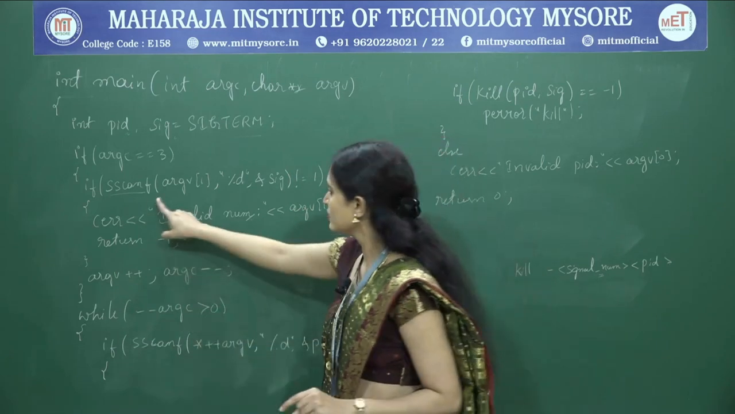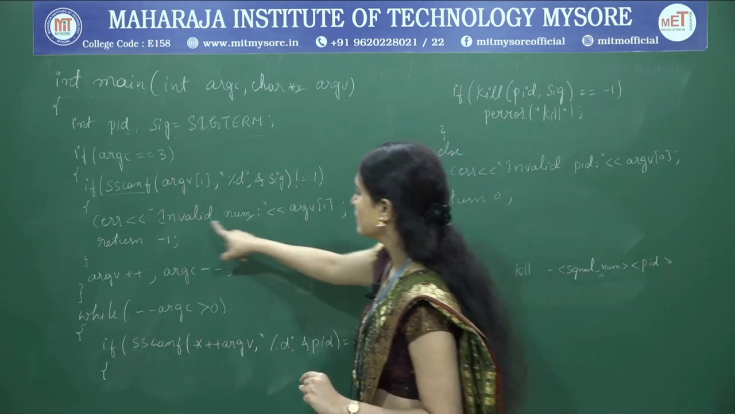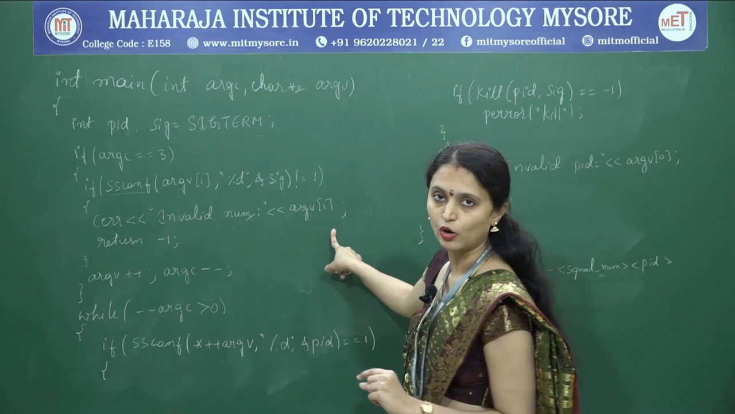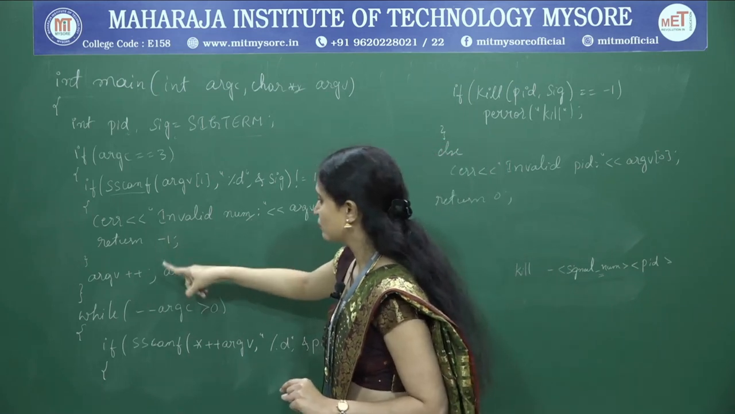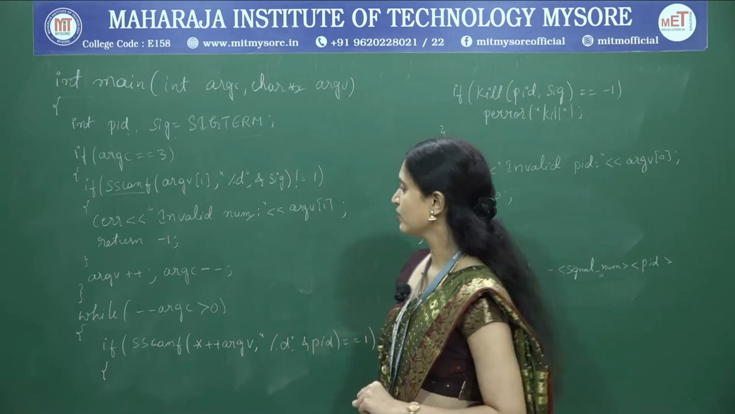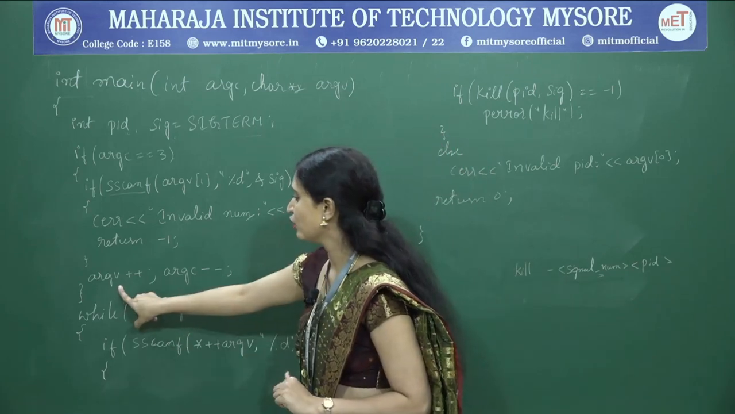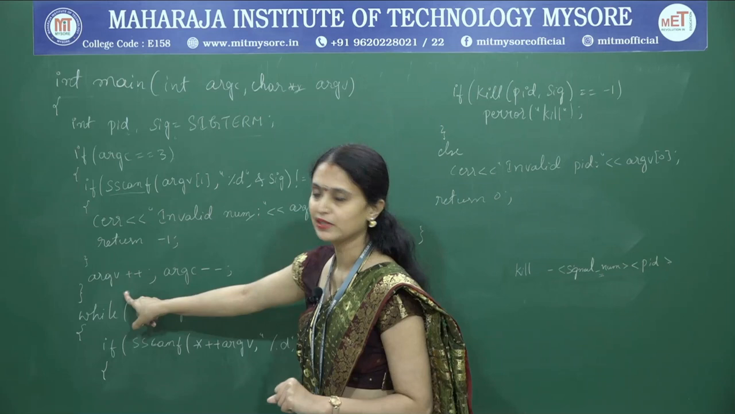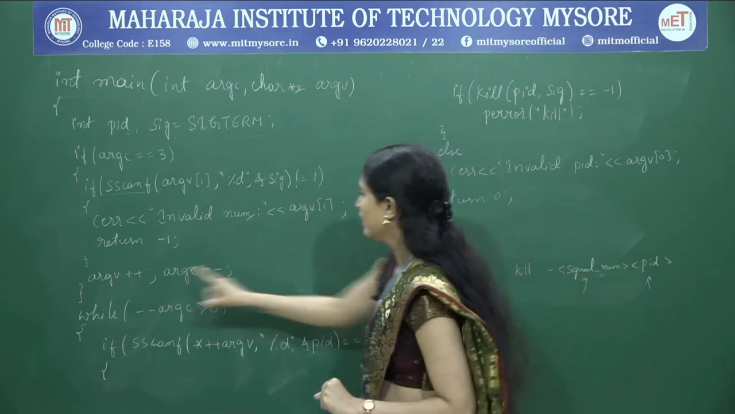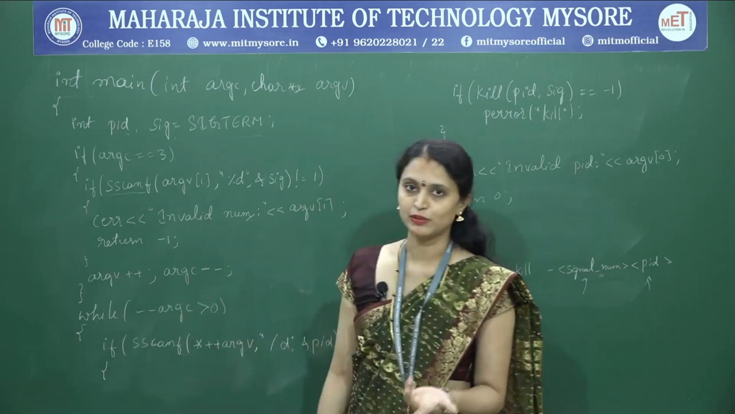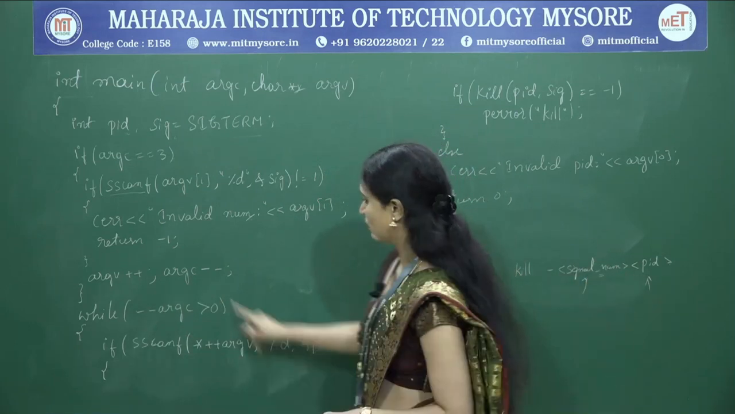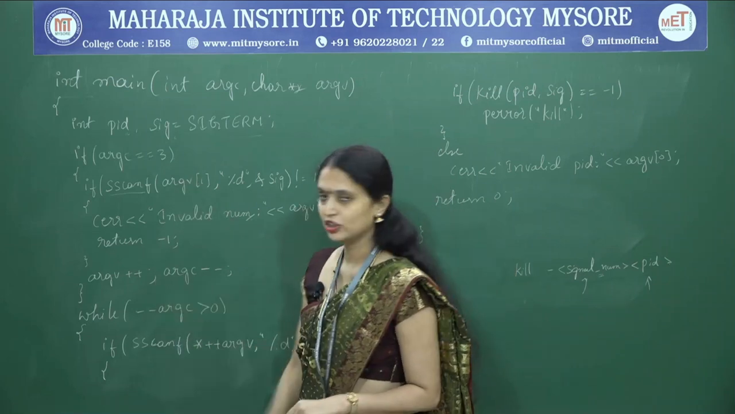So if it is not equal to 1, in that case I am just printing the error message saying invalid number. Then return -1, so the program will terminate here itself. Next I am incrementing the argument vector with ++, so it will be pointing here, next it will point here. And then the argument count will be reduced because I have already read this argument. So this is with this condition.